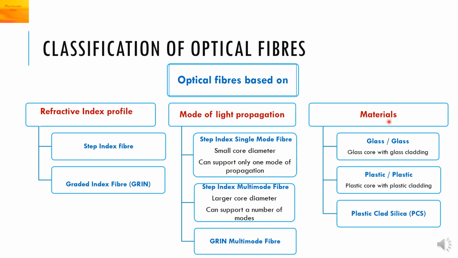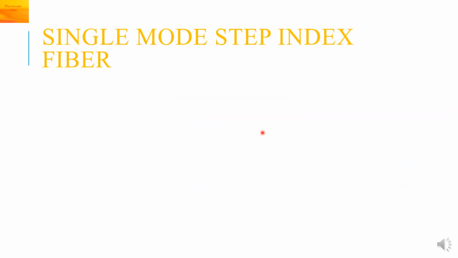On the basis of materials, we can classify it into glass, that is glass core and glass cladding. Next is plastic, and third is plastic clad silica. First we will see about the single mode step index fiber.